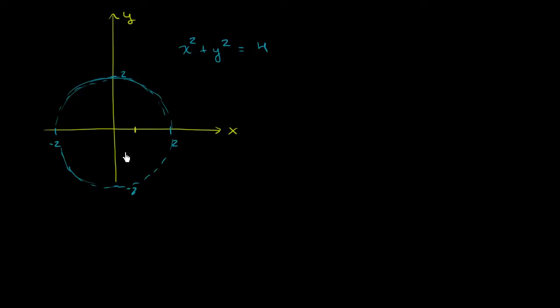You pick a given x, let's say x is equal to 1. There are two possible y's that are associated with it. This y up here and this y down here. And we can even solve for that by looking at the equation.